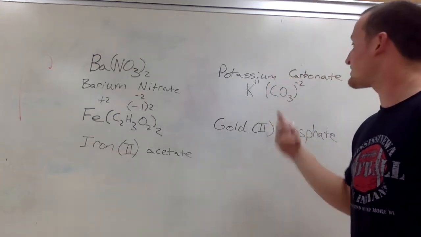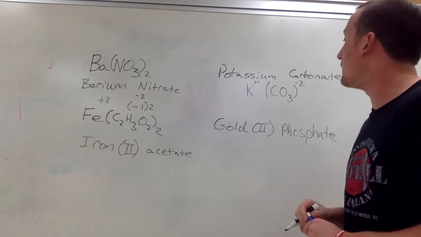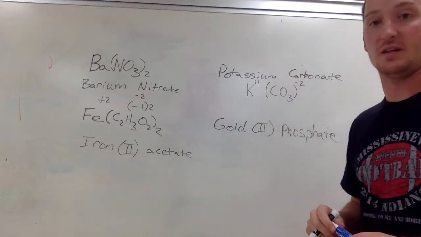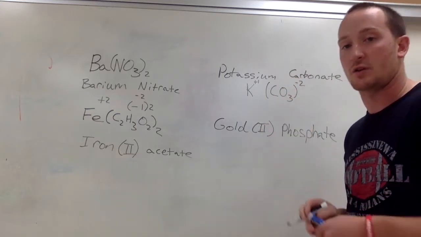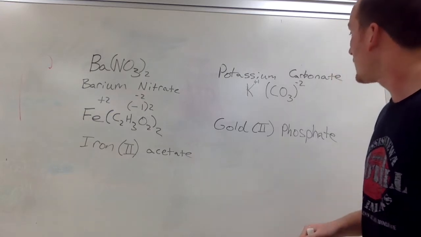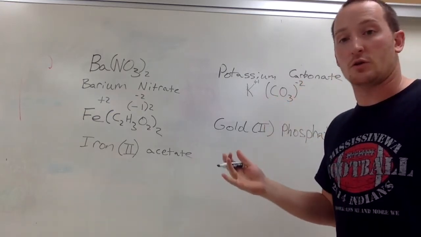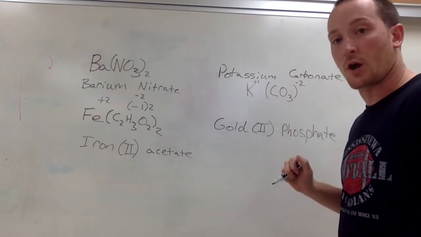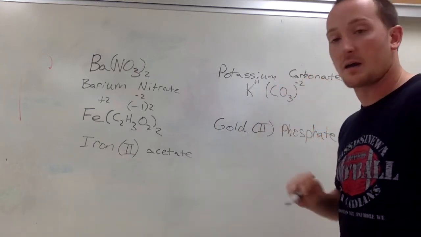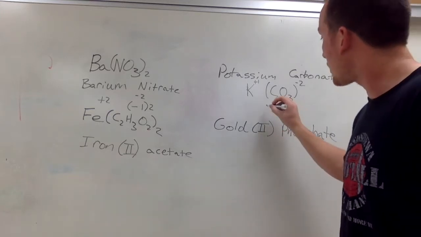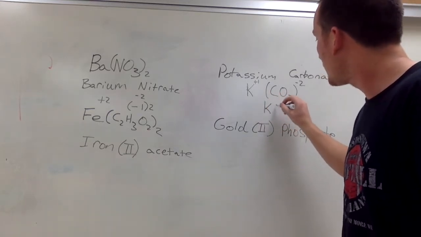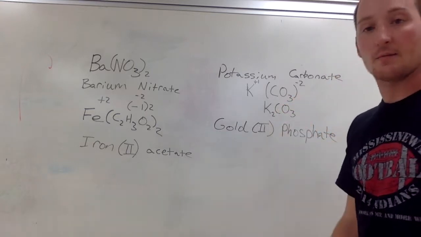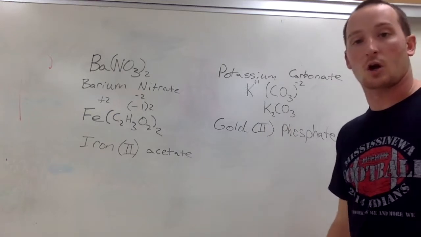Now, the reason I put parentheses around that is just to show you that it's a unit. I'm not going to treat these as separate elements. I have to treat the polyatomic ion as a unit. So what we're going to do is now we do the crisscross method. So we take this 1 and we bring it down here as a subscript on the carbonate. We take this 2 and we bring it down as a subscript on the potassium. So our final formula would look like that. This is potassium carbonate.